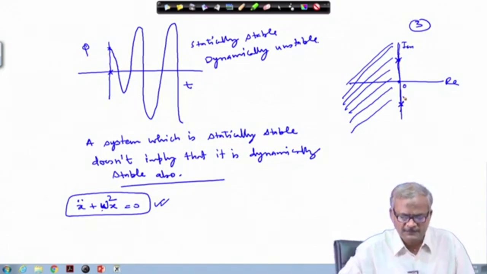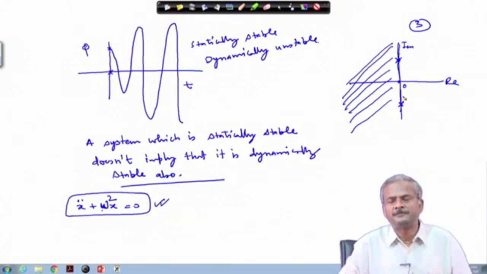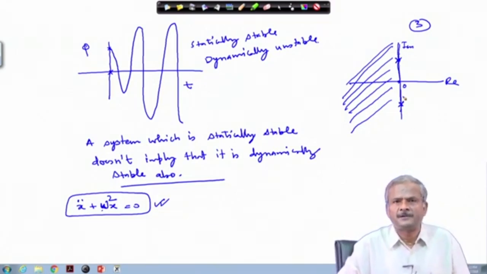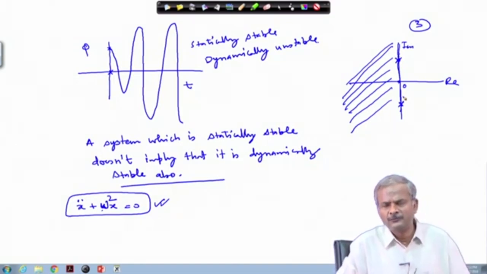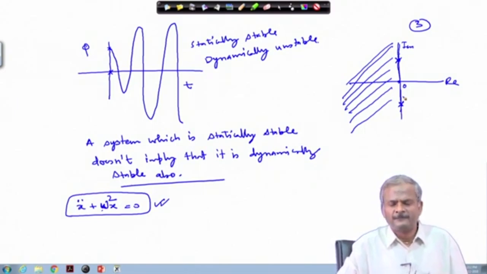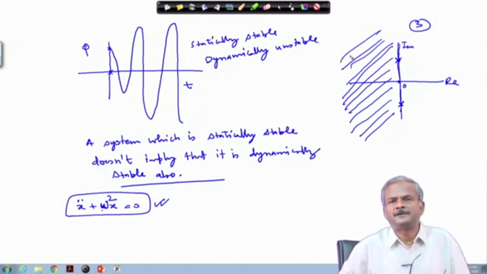Quite often, in practical cases, this kind of system is unstable because it absorbs energy from the environment and then the oscillations keep growing. Therefore, we do not put this kind of system in practice. Whenever we design a system, we ensure it remains stable, with the poles lying in the left half complex plane. Only then will this kind of system be of practical use.